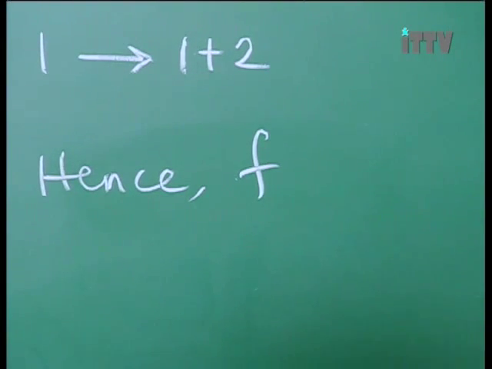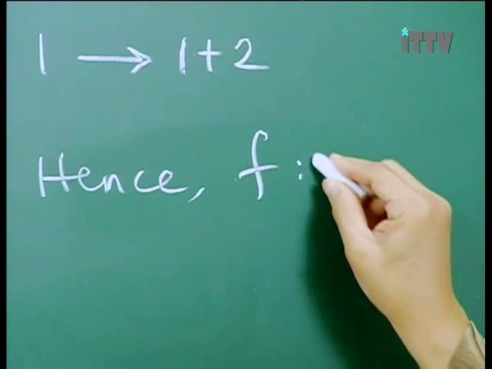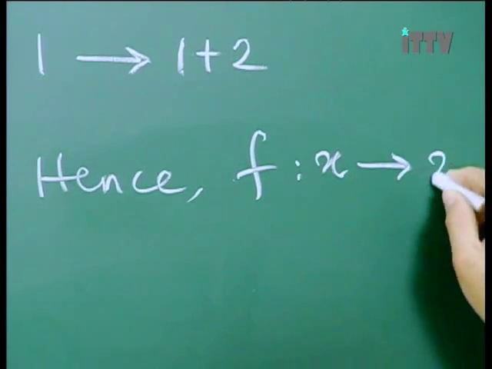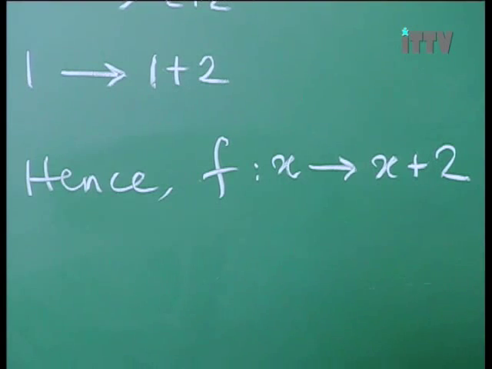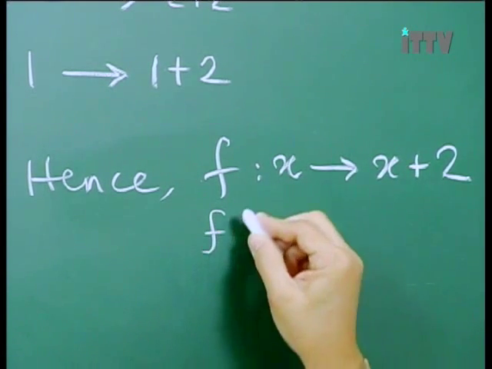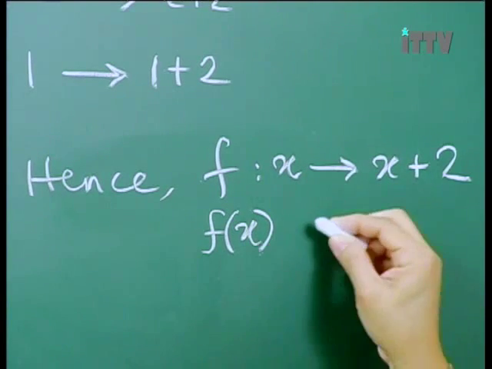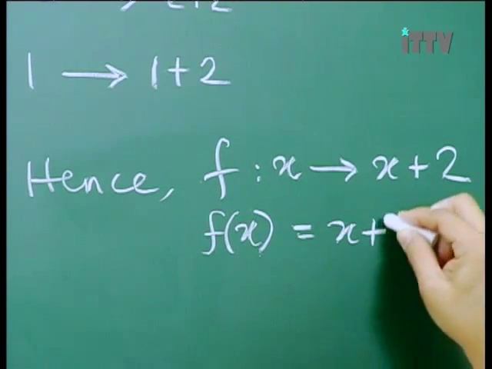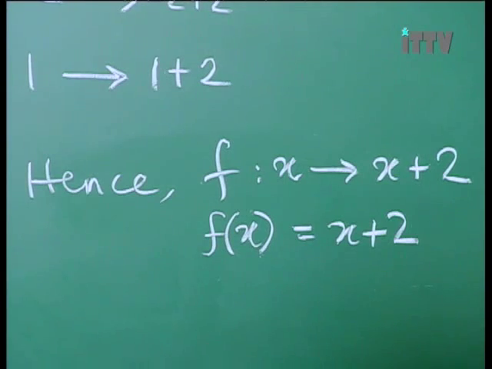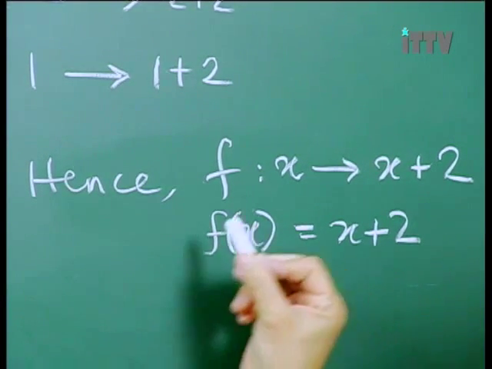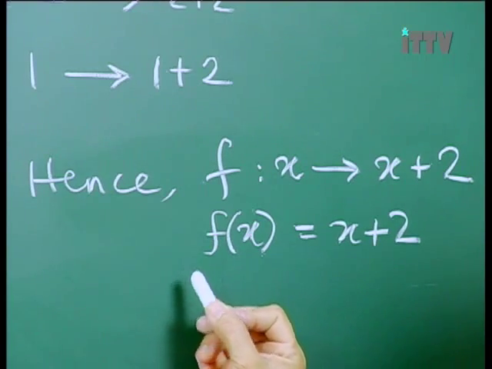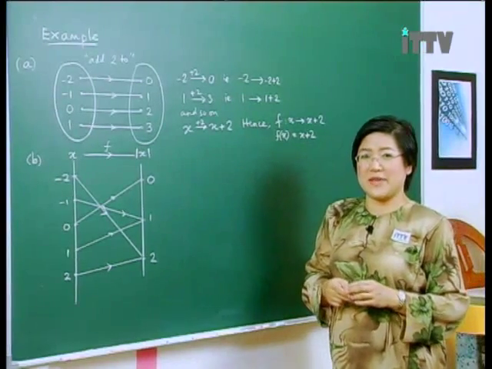Either we can say the function f maps x onto x plus 2, or the alternative form of function notation could be that f of x is equal to x plus 2, or we can describe it as x plus 2 is the image of x under the function f. Let's try it again for part B.